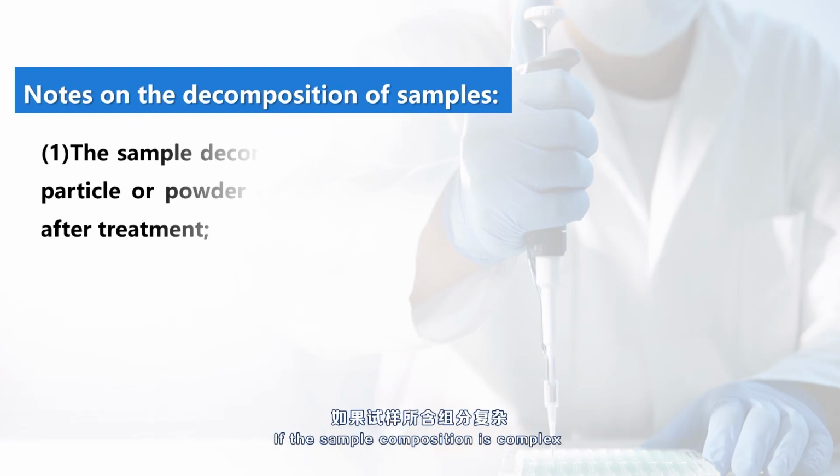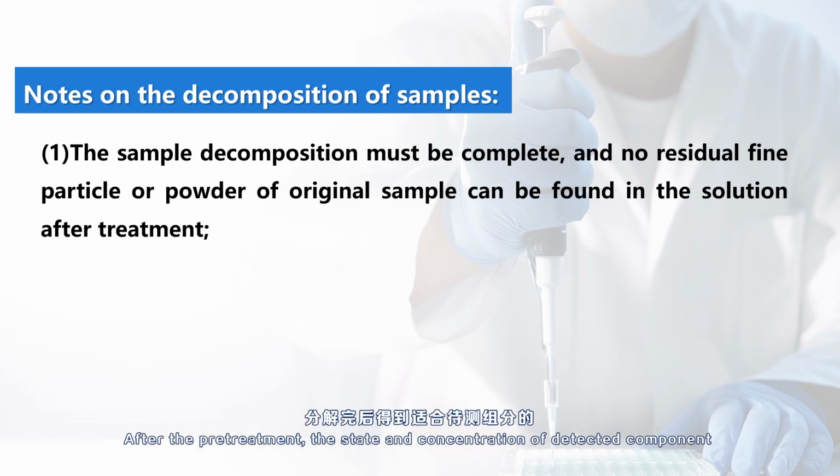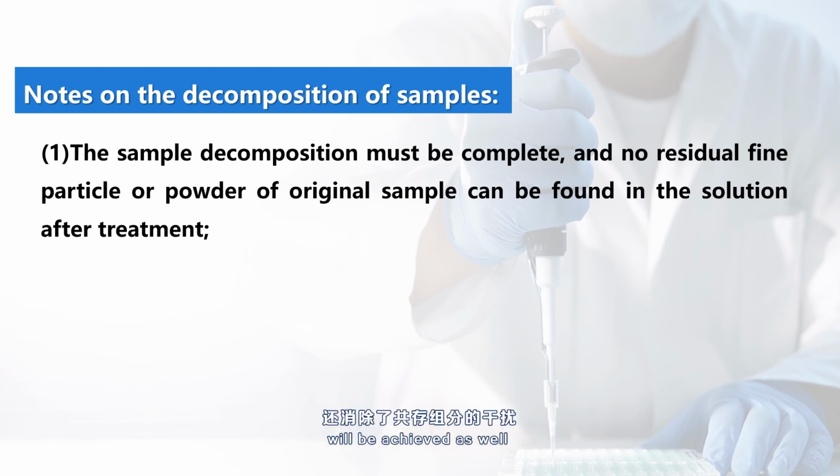The sample composition is complex and the target content is low, and at different oxidation states. Pretreatment of analytical sample, namely decomposition of sample, is necessary before analytical test. After the pretreatment, the state and concentration of detected component will meet the requirements of the selected determination method, and the elimination of the interfering coexisting component will be achieved as well. So the pretreatment of sample is one of the most important steps in the analysis.